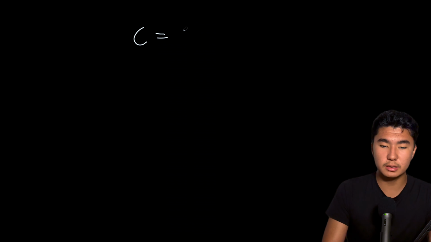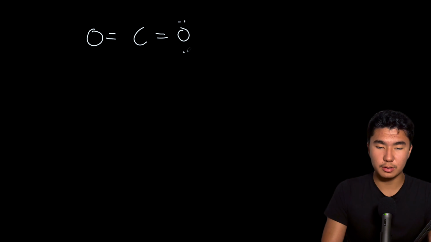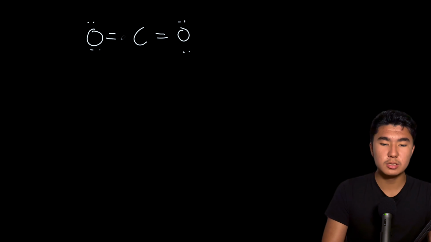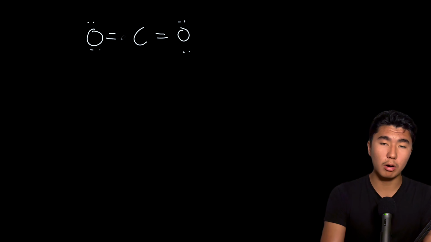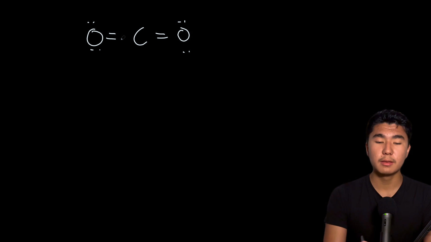All right, so now let's go through some practice. I'm going to use carbon dioxide as our example for this one. So this is CO2, and the Lewis structure looks sort of like this. I want you to pause the video and see if you can identify the hybridization of carbon, as well as the amount of sigma bonds and pi bonds there are.